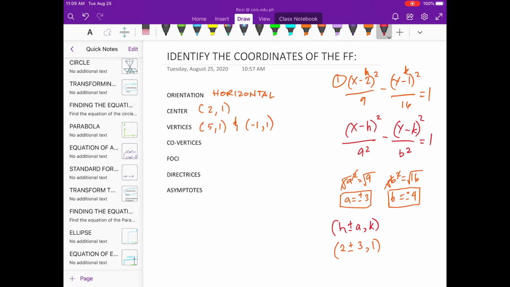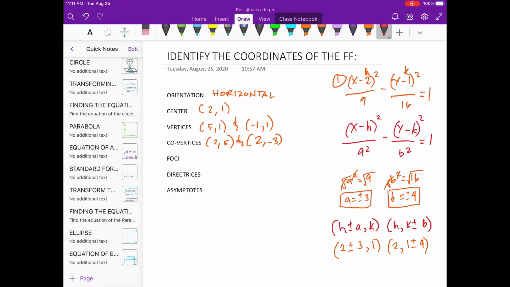For the co-vertices, we need this formula. Substitute the values we have. So our co-vertices are 2, 1 plus 4 is 5, and the other one 2, 1 minus 4 is -3.